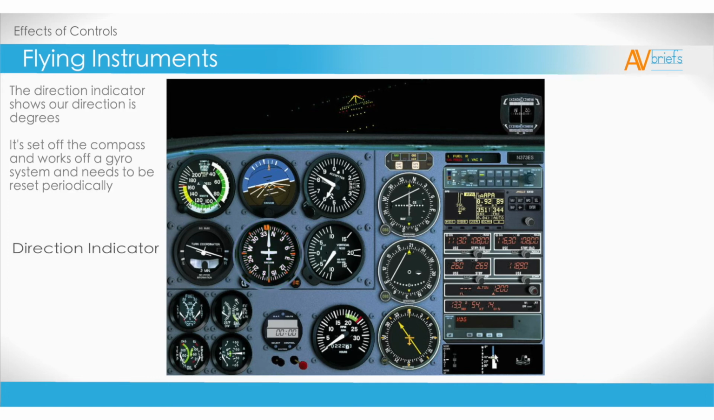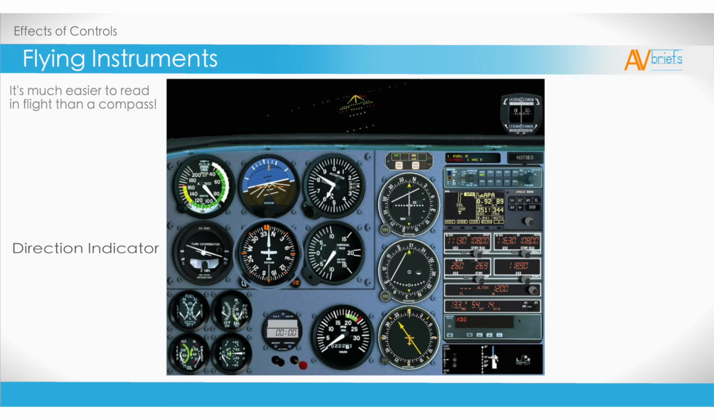The direction indicator shows our direction in degrees. It's set off the compass, and works off a gyro system, and needs to be reset periodically. It's much easier to read in flight than a compass.